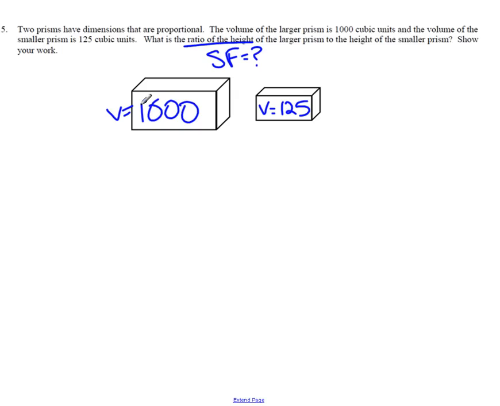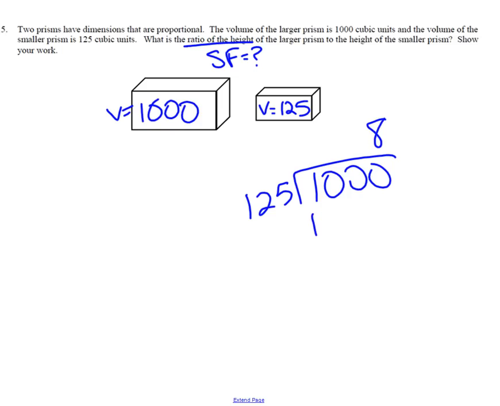So to find that, we have to figure out at what rate is our volume changing. So is it going down? Yes, so we're dividing by something, but what? So what is 1,000 divided by 125? Oh, so that's how you figure that out. 8. 8 times 125 is exactly 1,000.